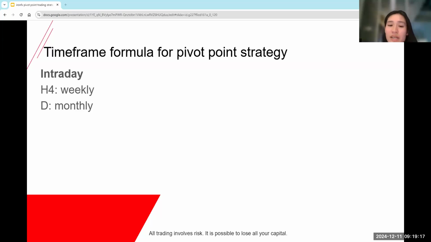And I guess another usage is market sentiment. So if the price is above your pivot point, it's often considered bullish, but if it's below, then it's considered bearish.